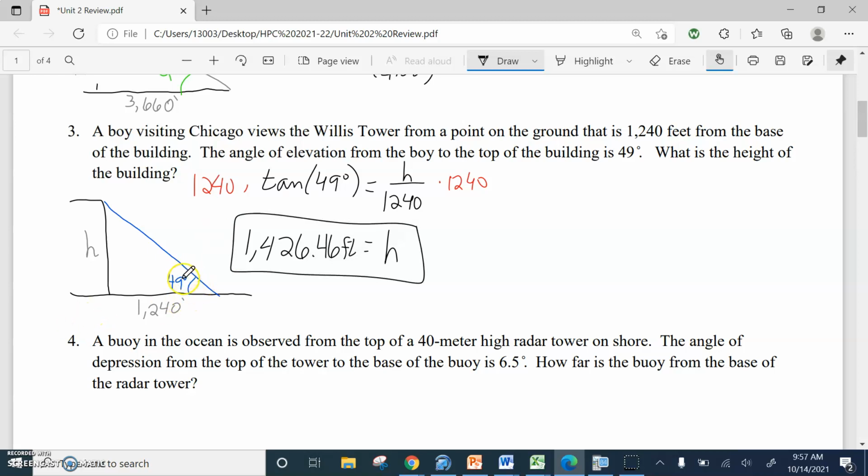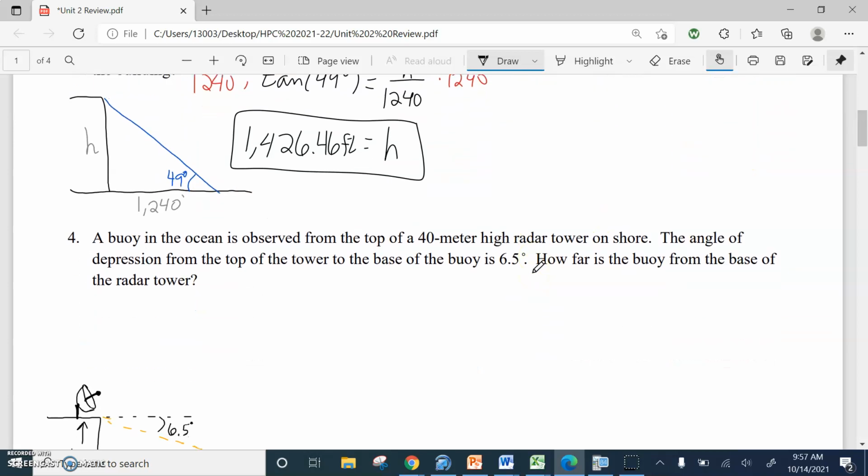Check the realism of that. If you think about it, with a 49 degree angle, if it was 45 degrees, we could have done this without any math. We just know that it's 1240 and the height would also be 1240. Because our angle is a little bit taller than that, we know that the height must be a little bit bigger than 1240, and it is 1,426. We've answered the question at hand: what is the height of the building? We are good to roll again.